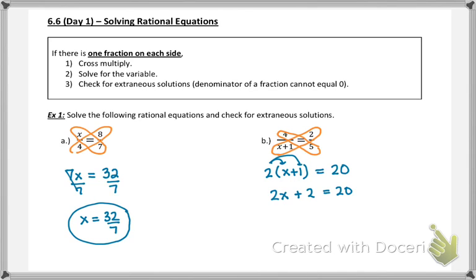And now we have a linear equation that we can solve. So minus 2 on both sides. 2x is equal to 18. And divide by 2. x is equal to 9. And that's our answer. And now because we have an x in the denominator, we have to check to make sure that the 9, when I plug it back into the fraction, does not make my denominator equal to 0. In this case, when I plug 9 in, it's going to give me 10 in the denominator, which is fine.